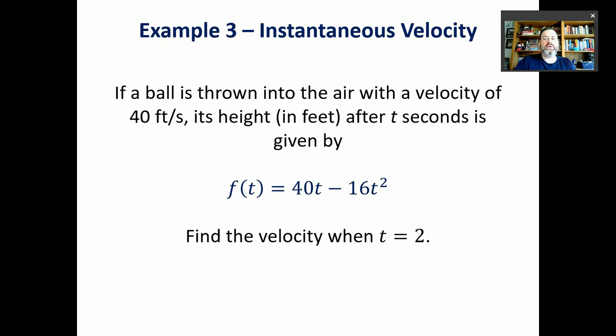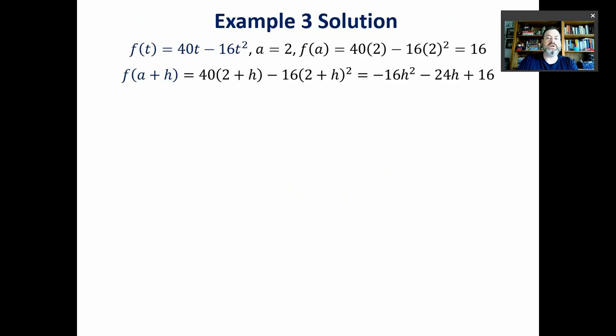So if a ball is thrown in the air with a velocity of 40 feet per second, its height in feet after t seconds is given by this equation. Find the velocity when t equals 2. So here a equals 2, so we have to compute f of a. We have to compute f of a plus h, and then we're going to plug everything into the formula. So I went ahead and just did all the work for you. So here's f of t. a is 2. f of a is 16, right? Just plug it into the equation.